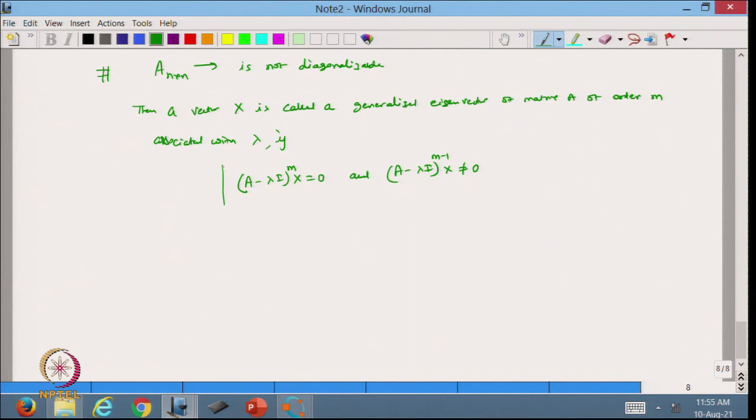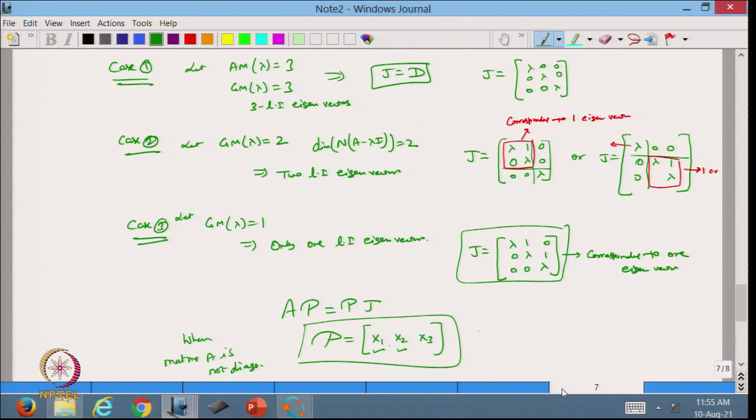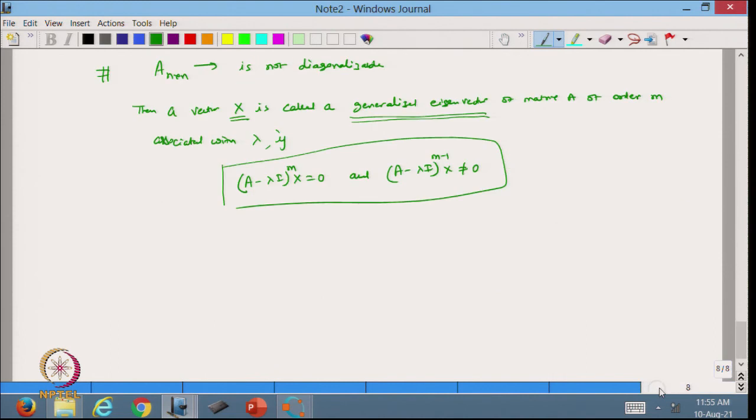So, then only I will say that this vector x is a generalized eigenvector, and this we find when the matrices are not diagonalizable. So, now we can see how we can define this. From here I will tell you how we can find the Jordan form of the given matrix. I will just take an example. Let us take one example.